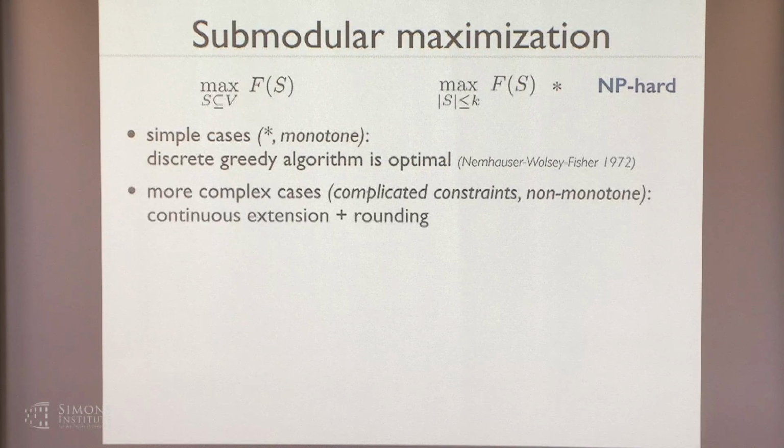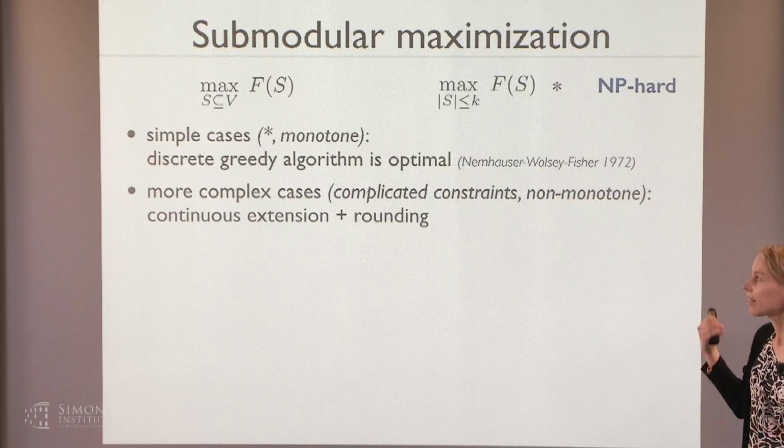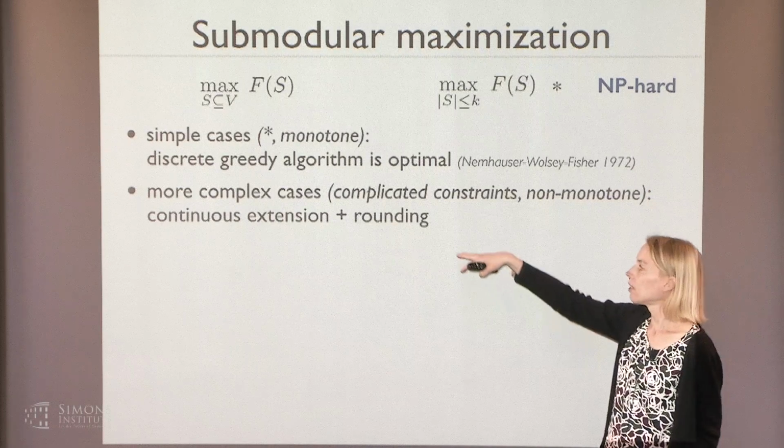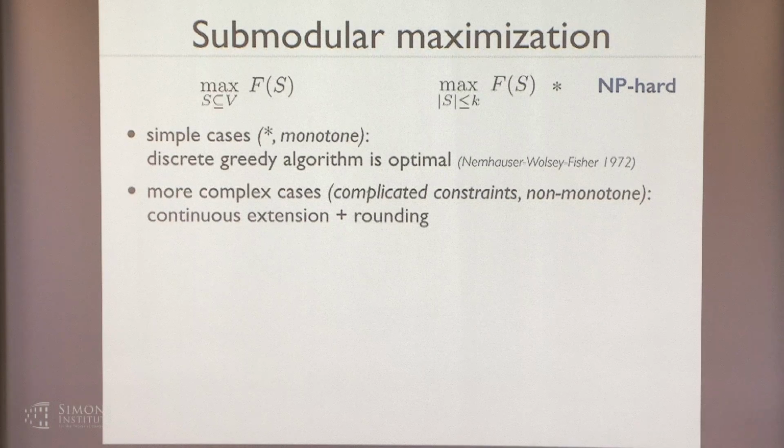But then if you talk about more complex constraints, or you talk about non-monotone optimization, this algorithm is no longer optimal. And in that case is when we may care about doing continuous extensions and relaxations. And that can give you the optimal factor.